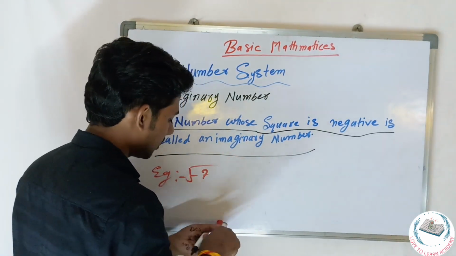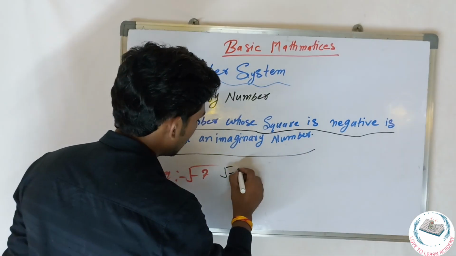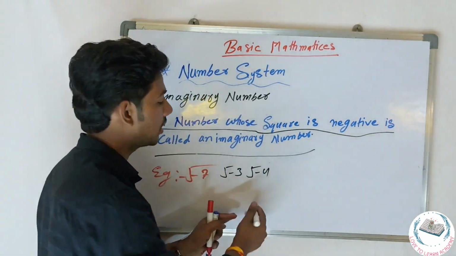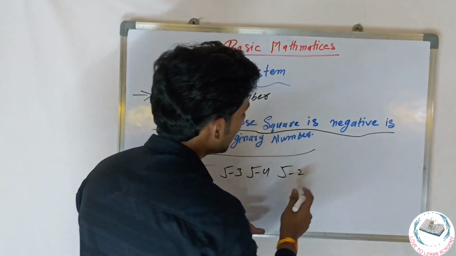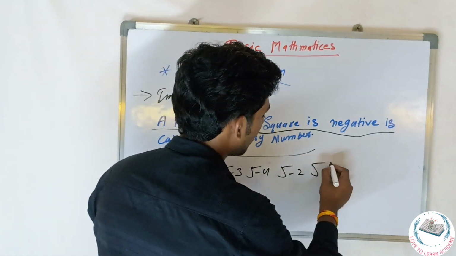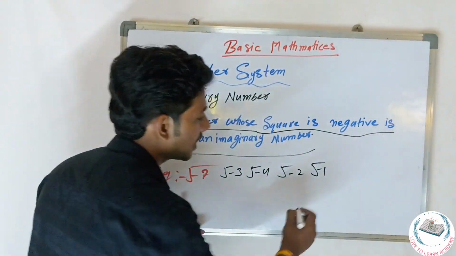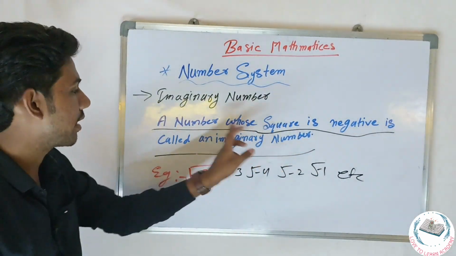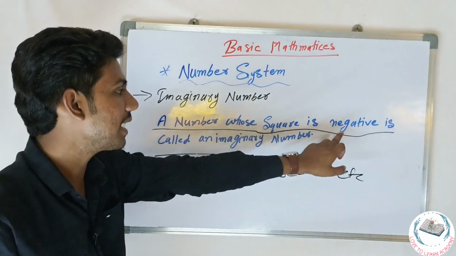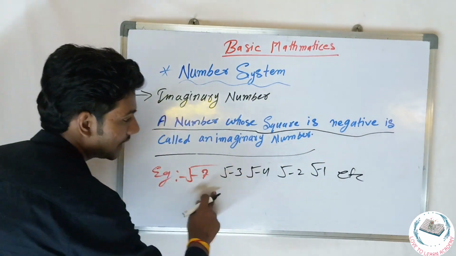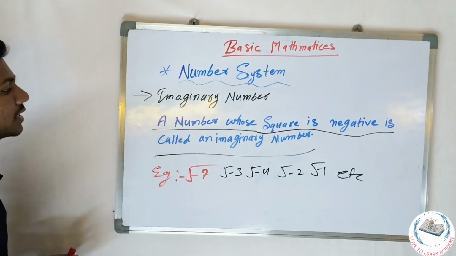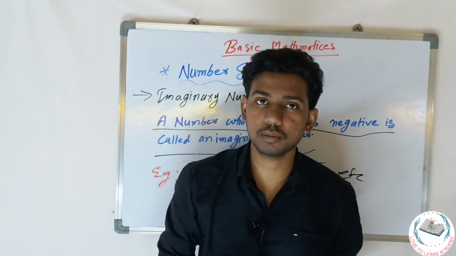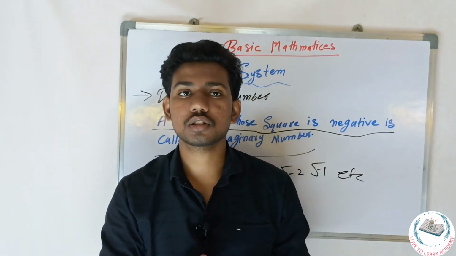If you take minus 3, it is an imaginary number. If you take minus 4, it is an imaginary number. If you take minus 2, it is an imaginary number. If you take minus 1, it is an imaginary number, etc. So the number whose square is negative is an imaginary number. I hope you understand what an imaginary number is. Now let us discuss the next topic.